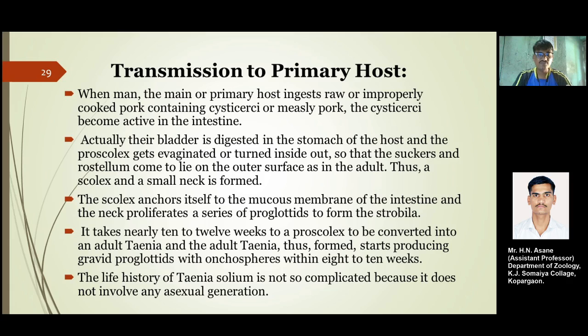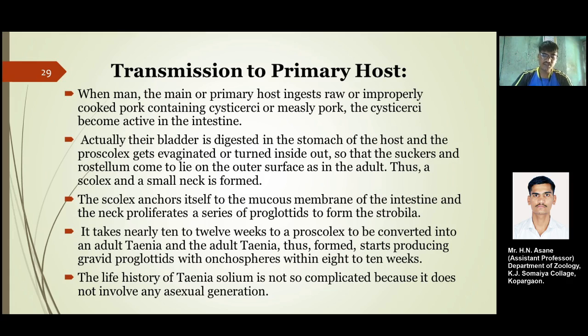After the infection, it reaches the mucous membrane and adheres there. After the adherence of the parasite, it takes 3 to 4 weeks, and 8 to 10 weeks, sorry. After that, the life cycle of this Taenia solium is not so complicated, because it does not involve any asexual generations.